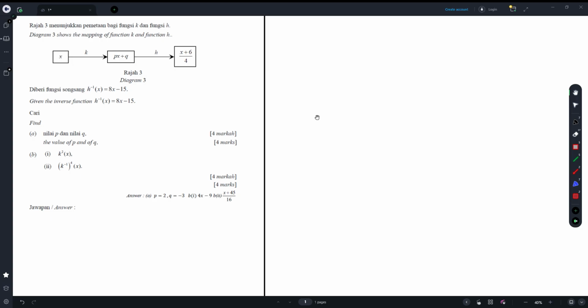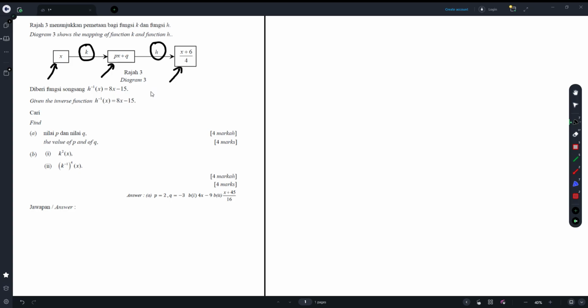Hello everyone. In this video, I'll be discussing one question about composite functions. We have a mapping diagram with one domain and two codomains. The domain is here and this is a codomain. This is a codomain. We have two functions here. One is function k, another one is function h. With this information, we need to find the value of p and q.